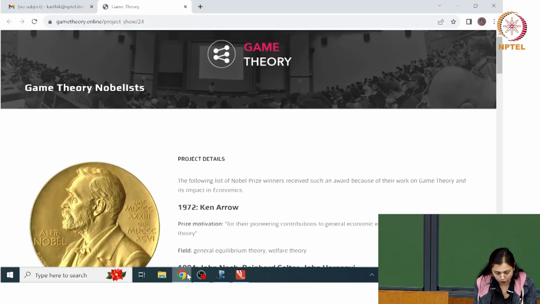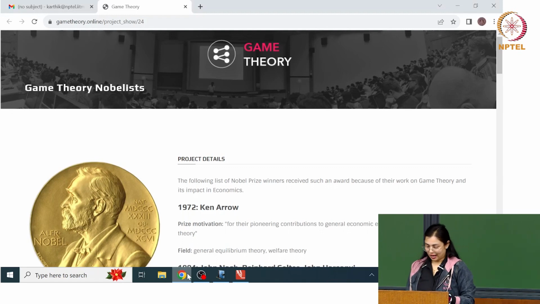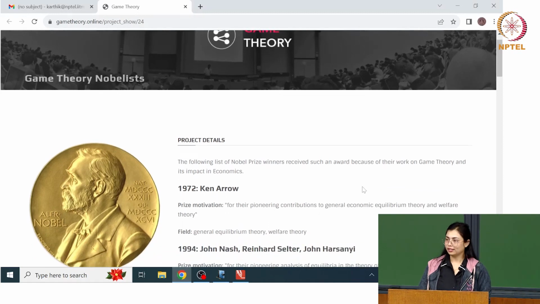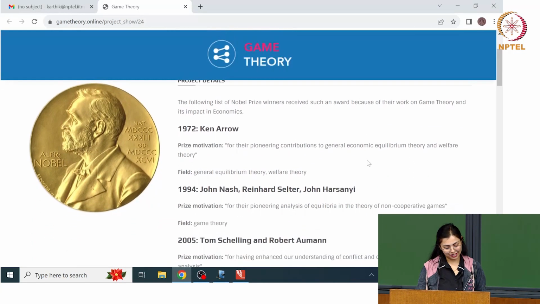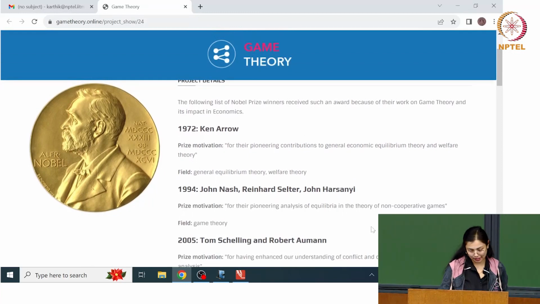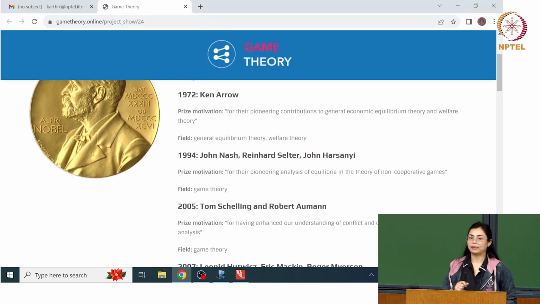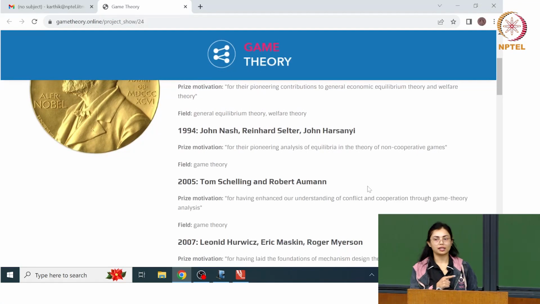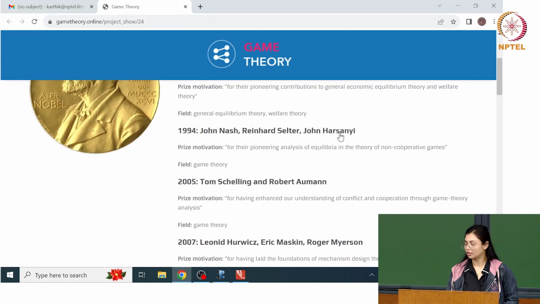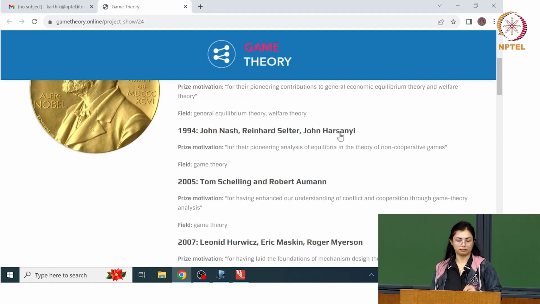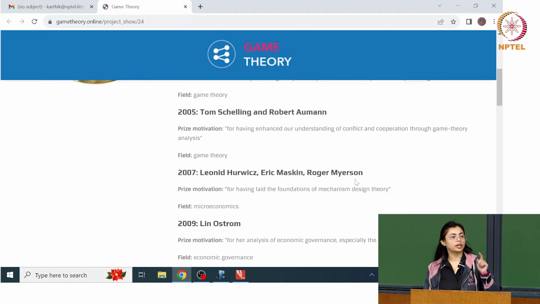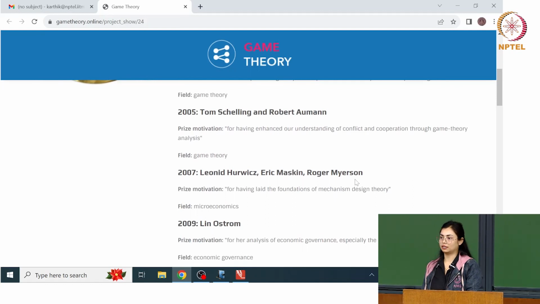Okay, I just wanted to show you that there is a lot of work. These are the game theorists who got the Nobel Prize. In 1972, Ken Arrow; then John Nash, as we have the Nash equilibrium, which is quite famous. John Harsanyi, so that's also called the Harsanyi dividend. He introduced that concept. Robert Aumann, Roger Myerson. Tomorrow we are going to talk about his work on communication situations, which is an extension of cooperative games.